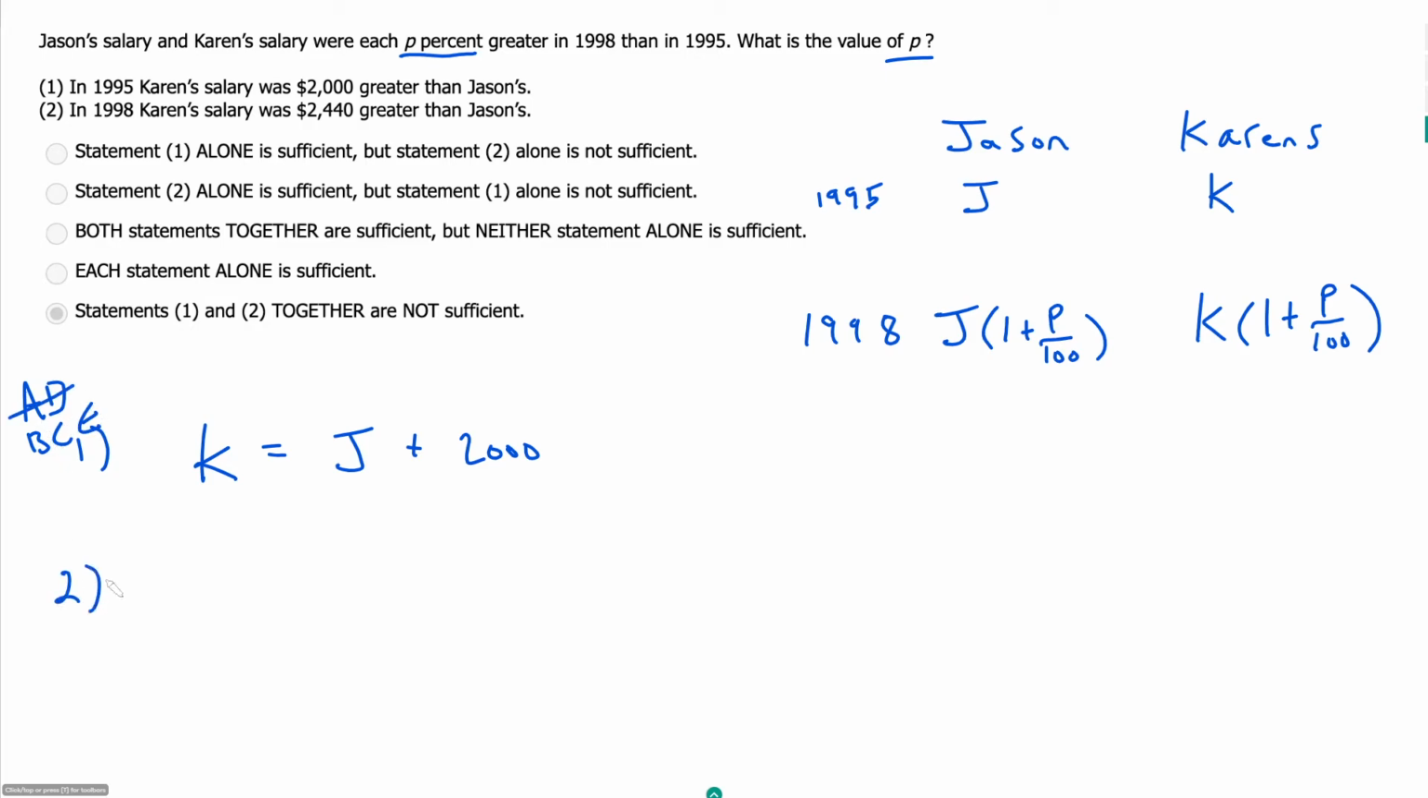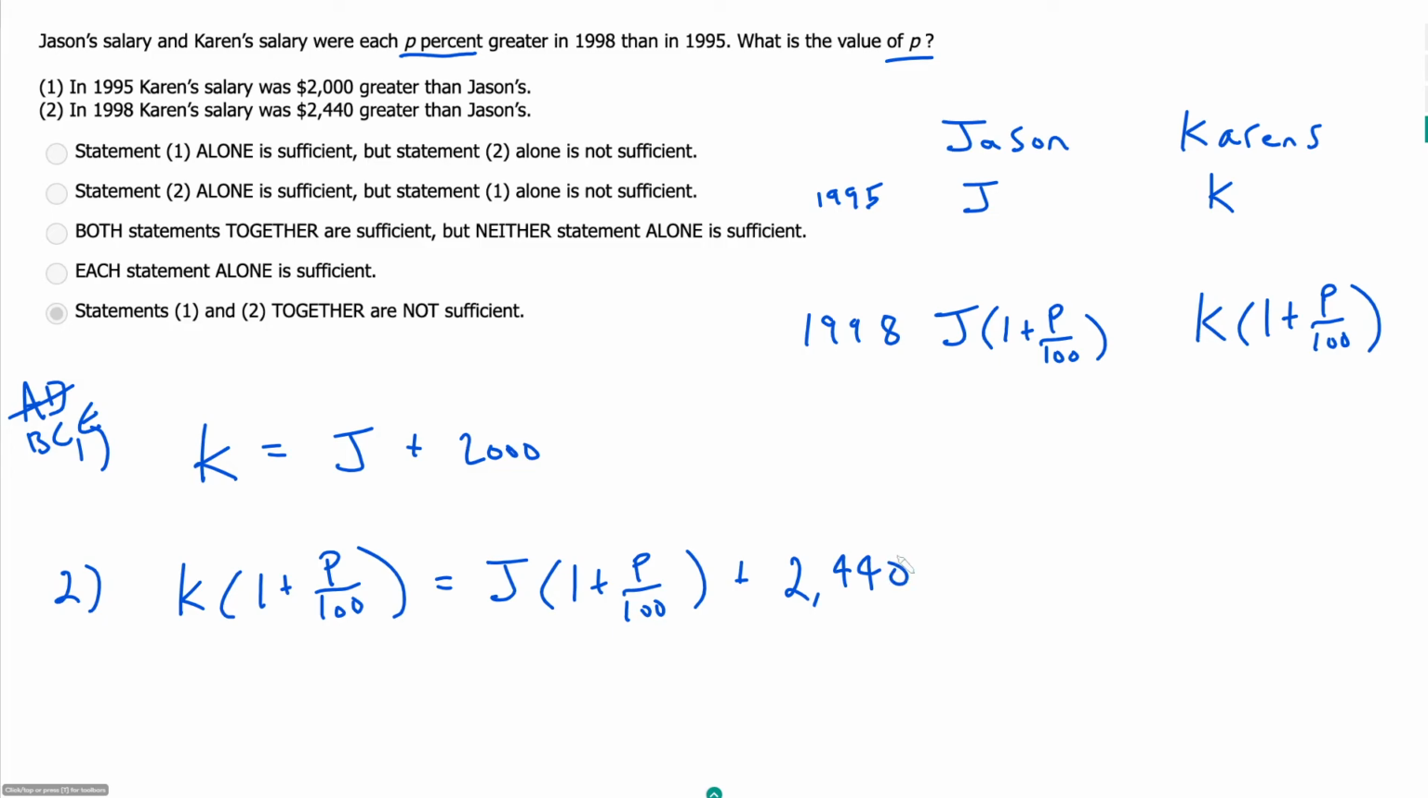Statement 2 says in 1998, Karen's salary was $2,440 greater than Jason's. So in 1998, now we do have our P. So we got to think a little bit more here. In 1998, Karen's salary is K times 1 plus P over 100. That is equal to Jason's salary in 1998, which is J times 1 plus P over 100, plus 2,440.